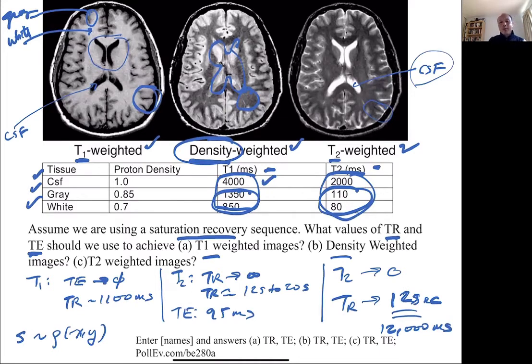All right, and so for the homework, there's going to be a MATLAB exercise where you're given some images and you're supposed to simulate creating a T1 weighted, density weighted, and T2 weighted image by weighting the different tissues by that equation, the saturation recovery equation. All right, so if you apply these principles to that problem, it should be fairly straightforward. Okay, any other questions before we move on?